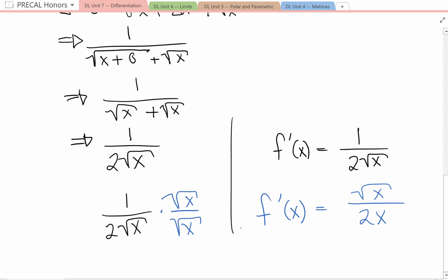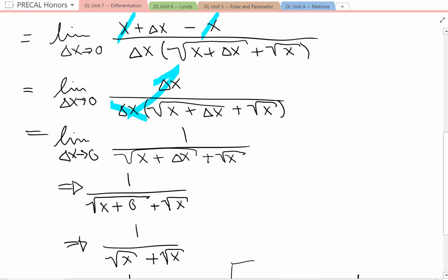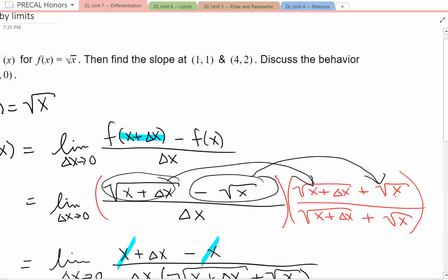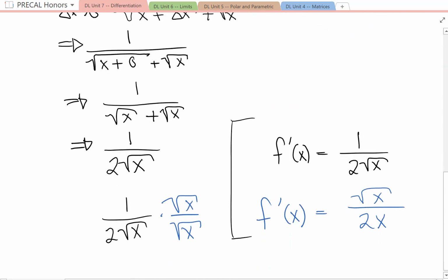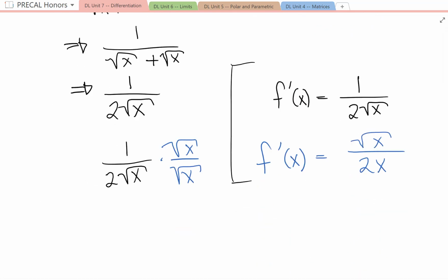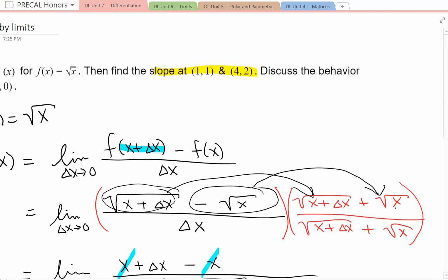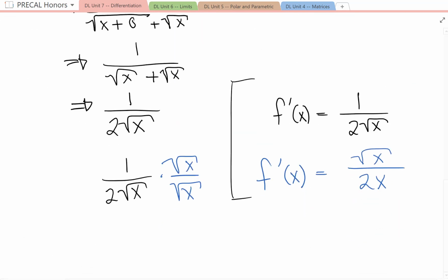Okay, these are two different forms for writing the derivative of the function. The original directions asked us to do a few more things, such as find the slope at these specific points. So finding the derivative gives you a function that you can plug in to find the slope at any specific point. So the points we were supposed to do were (1, 1) and (4, 2).